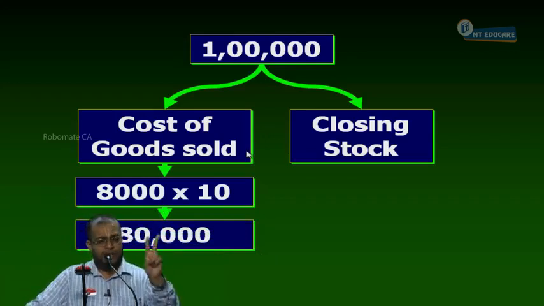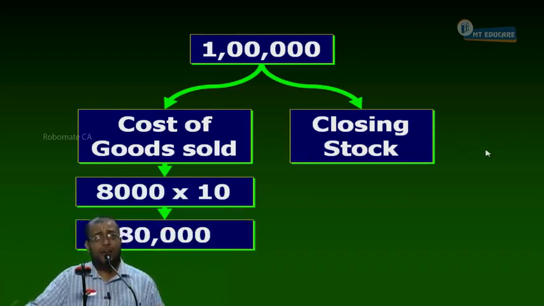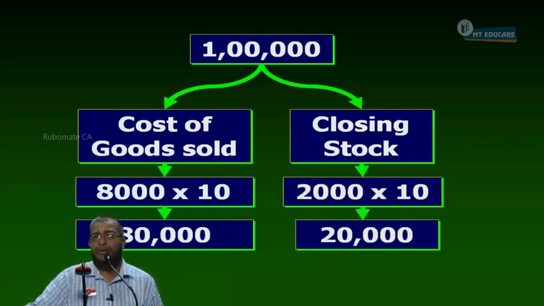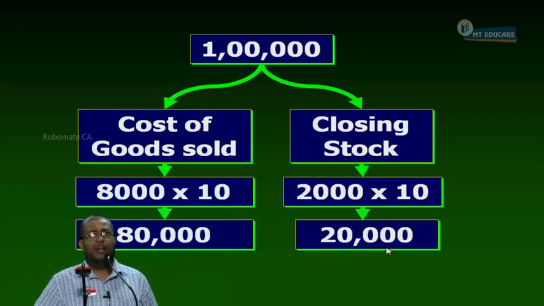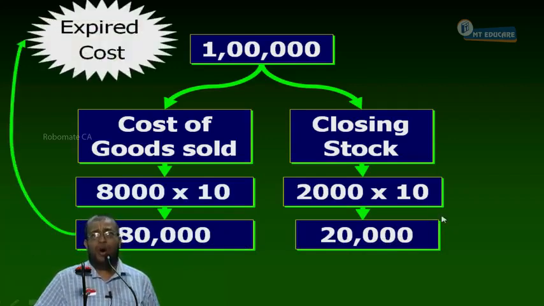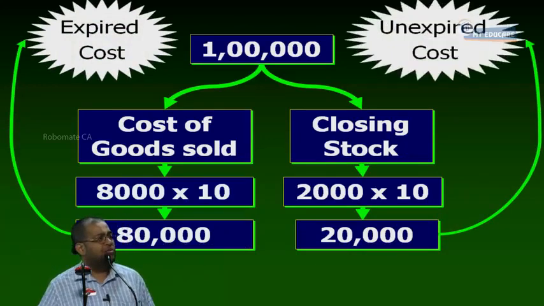Now, how many units not sold? 2,000. The 2,000 closing stock should be valued at 15 rupees selling price or 10 rupees cost price? 10 rupees cost price. Or the cost of goods not sold, 2,000 units into 10 rupees is how much? 20,000. 80,000 is cost of goods sold and 20,000 is closing stock. This is going to be reduced against sales. I call it expired cost. This goes to next year. I call it unexpired cost. Yes or no?